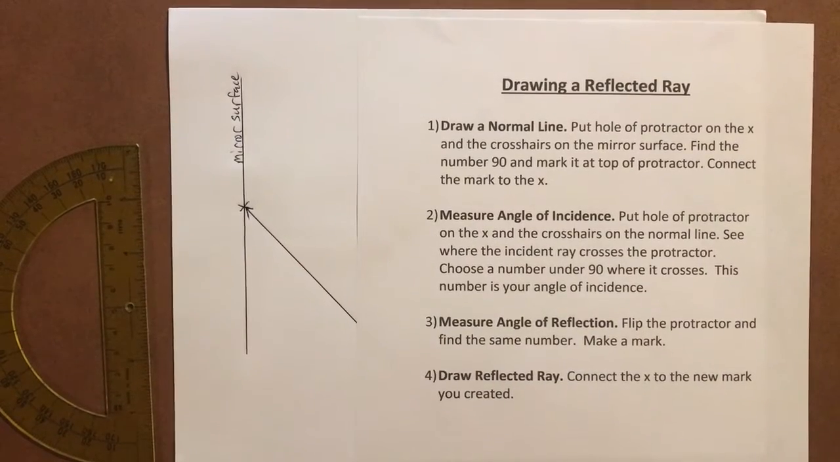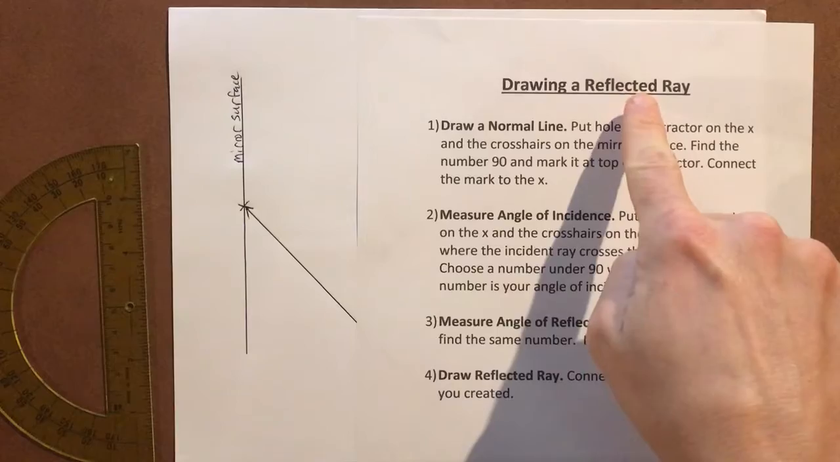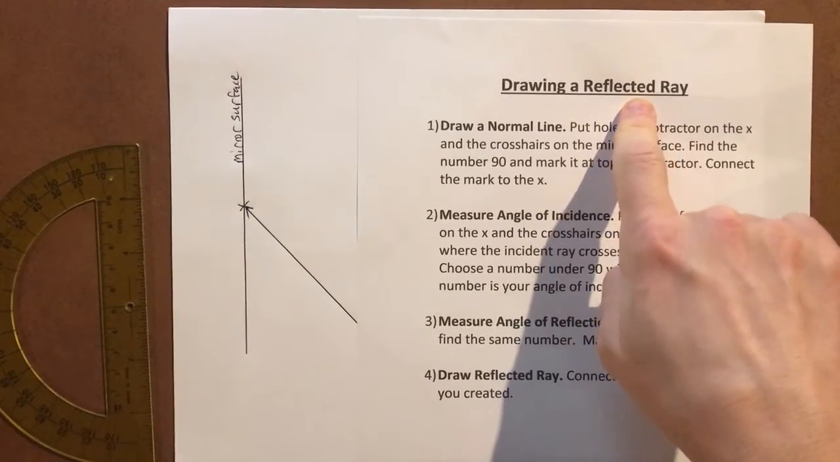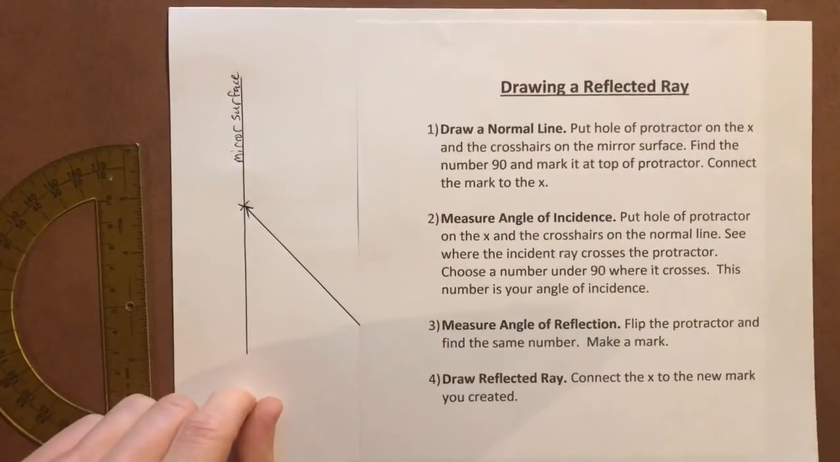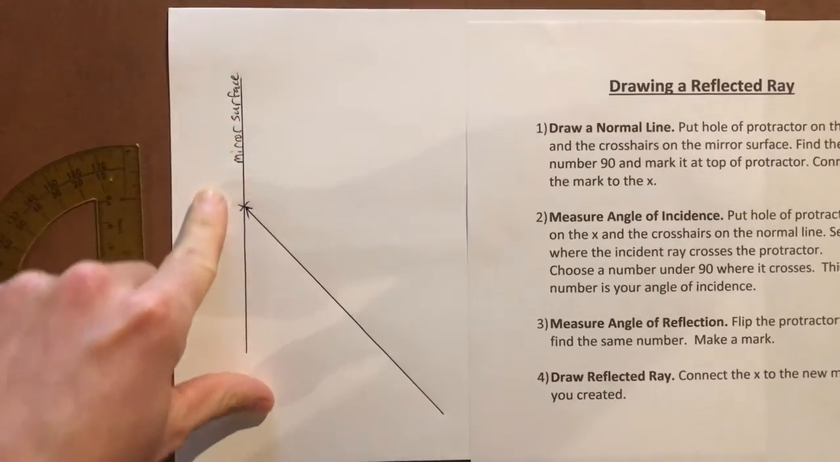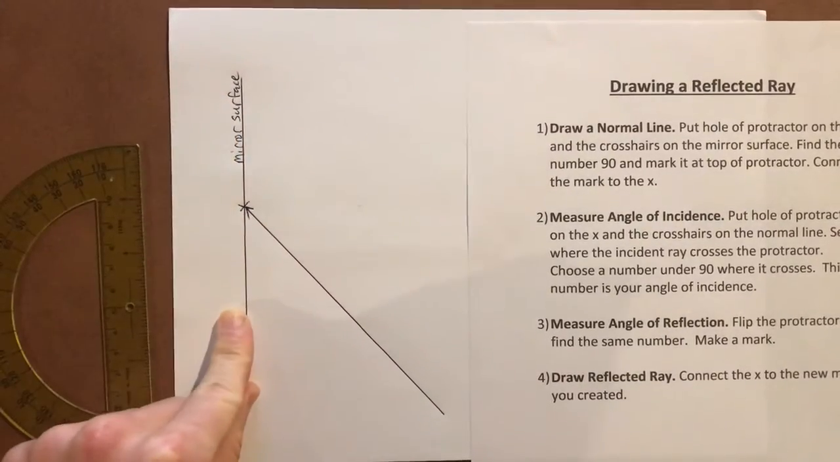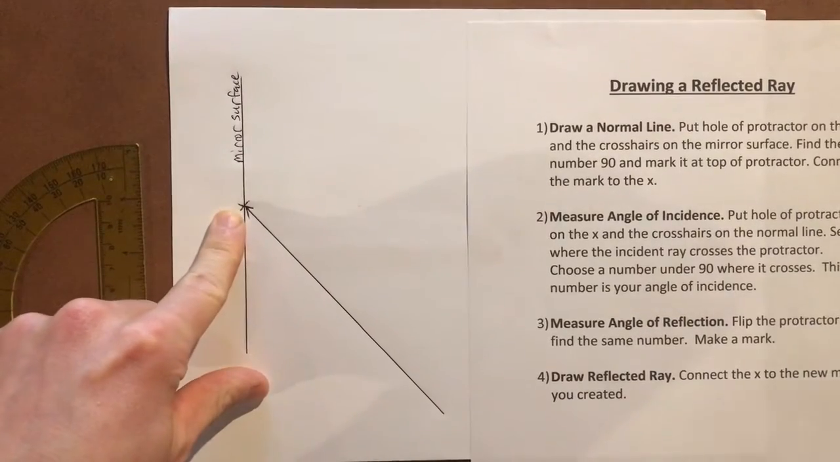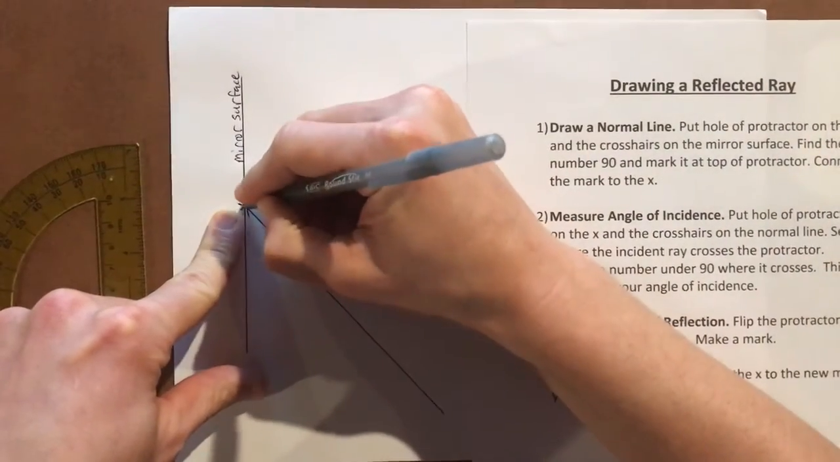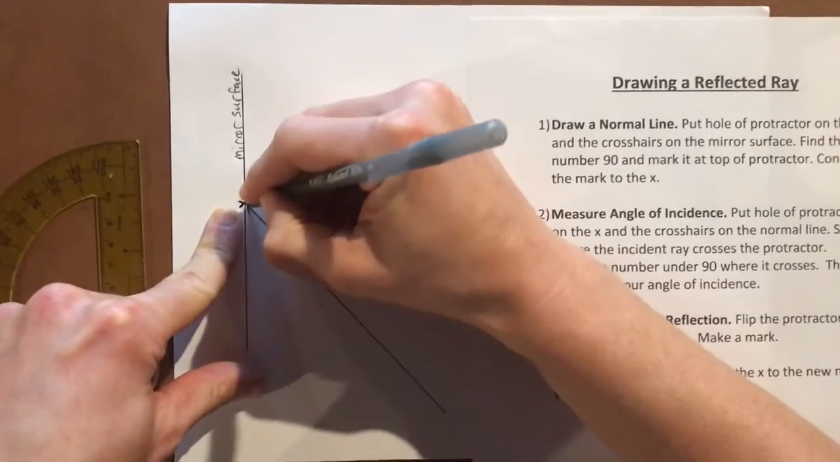Hello everybody, this video is called Drawing a Reflected Ray. You want to copy the title, Drawing a Reflected Ray. Over here you can see I have a mirror surface, that's the vertical line here, and a little X that marks the spot where light is going to hit the mirror, right here on that X.